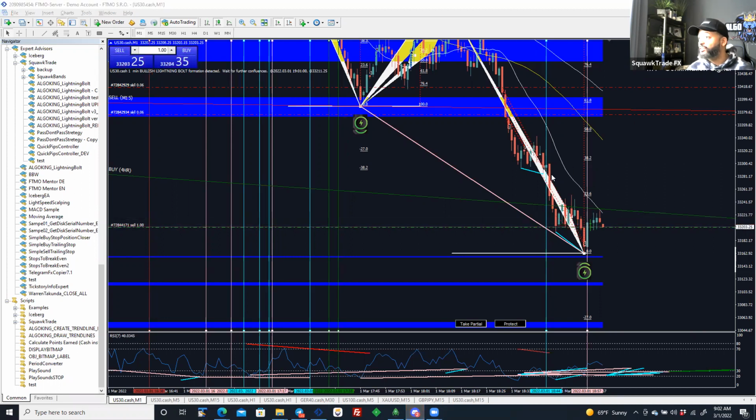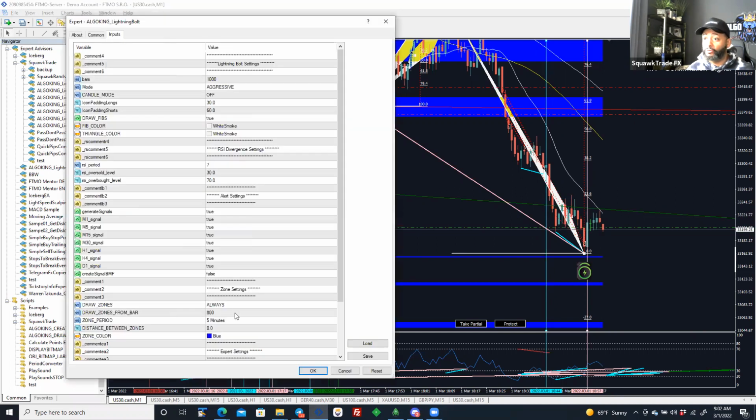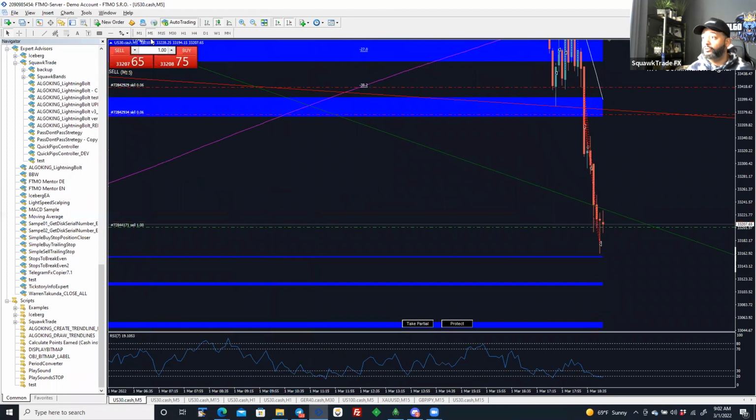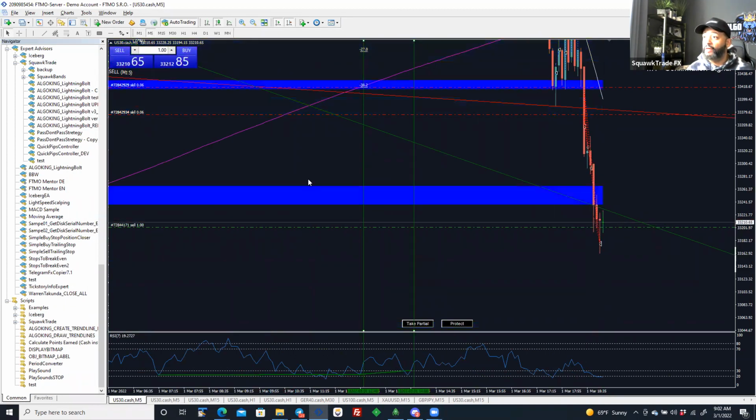So once again, back to this point where I don't have any zones, I've got to go into my settings. I want to create zones because I need to see what is going on. So I'm going to start drawing zones from 5,000 bars back instead of 1,000. I think I had it at 800. I want to draw my zones because I want to see where price is at right now. So I'm redrawing my zones and we'll see what happens. So you see, now I'm getting a better zone.